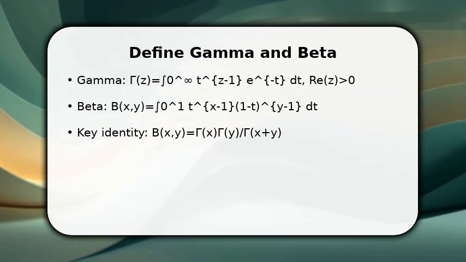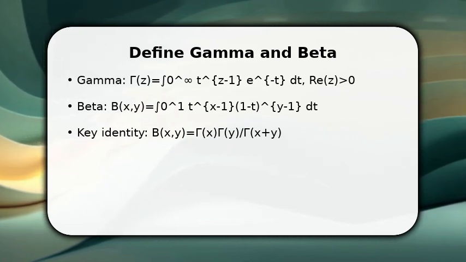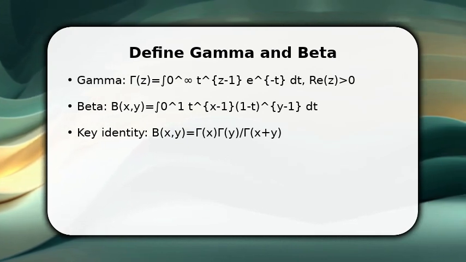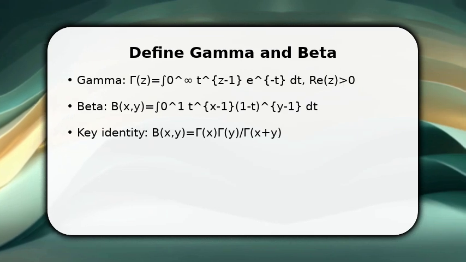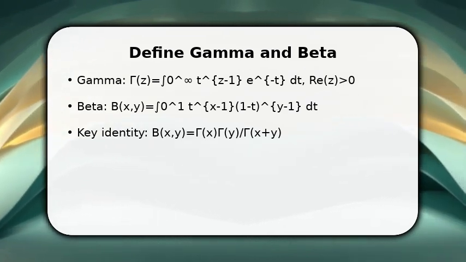Once done, substitute t equals u/(1+u), or use the Mellin transform to convert B into a product of gamma functions. Make sure to note domain restrictions: Re(x), Re(y) > 0. They justify interchange of integrals and ensure convergence for later steps.